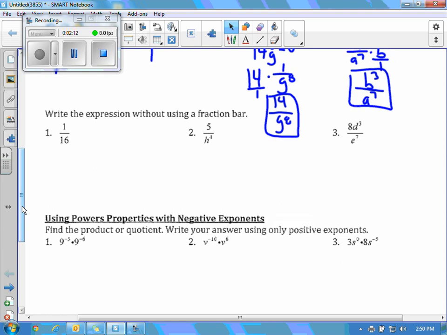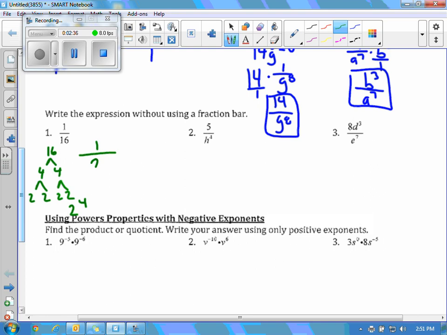Looking at the next section, again, remember I said it's important to read the directions. The directions for the next part say write the expression without using a fraction bar. So we're kind of going backwards from what we just learned. So for 1 over 16, here's the hard part. For 16 we need to do the factor tree. So that's 4 and 4, 2 and 2. So the prime factorization is 2 to the 4th. So 1 over 16 is the same as saying 1 over 2 to the 4th power. To write that without a fraction bar, that'd be 2 to the negative 4th power. So again, we're undoing our negative exponent rule.